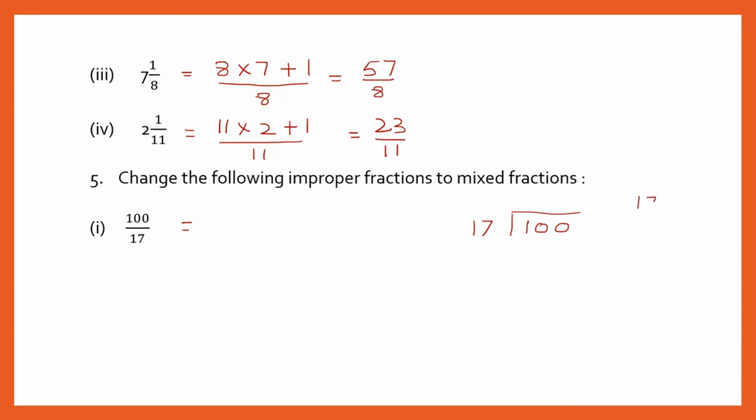Let me try 17 into 5. Okay, let's see if we get a number close to 100. 5 sevens are 35. I carry 3. 5 ones are 5, 6, 7, 8. Yes, I've got 85. 85 is close to 100. It's smaller than 100 and it's very close to 100. So 17 fives are 85.